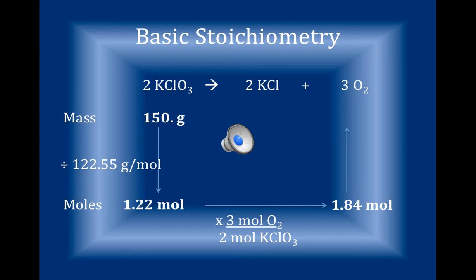Now I have to get the molar mass of oxygen. I don't care about this 3, I don't care about that 2. I only deal with the coefficients in the mole ratio. All I care about is O2 has a molar mass of 32 grams per mole. Multiply out, and I get 58.8 grams.